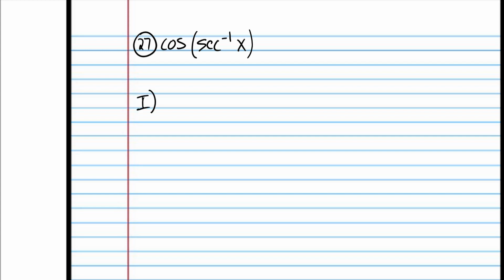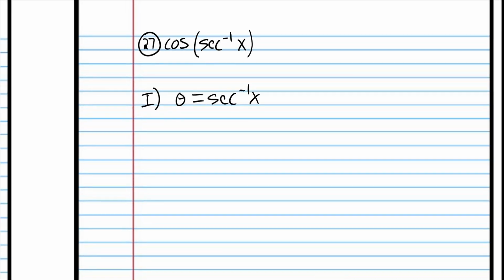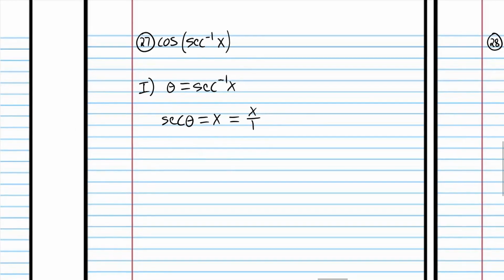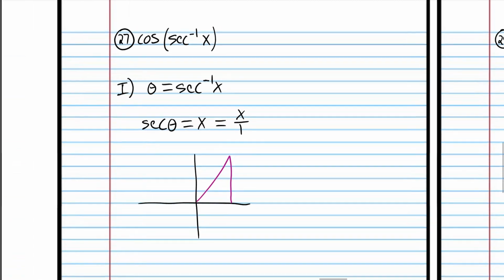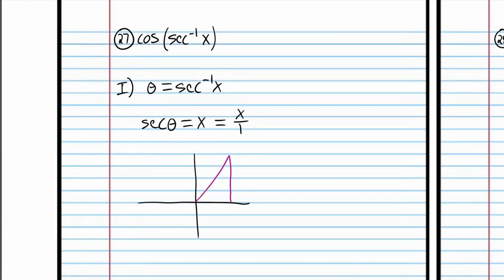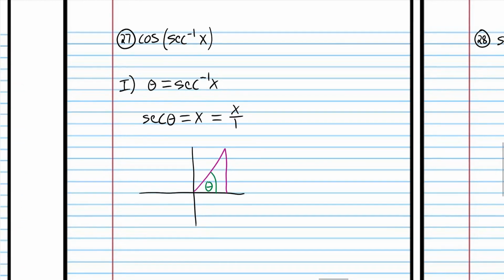All right, we're back. I'm going to set secant inverse of x equal to theta. And by definition, if that's true, then secant theta is equal to x, which we can write as x over 1. And then we're going to draw a triangle. The triangle has to be in the first quadrant. That's going to be the case for every triangle in these problems. It has to be in the first quadrant.